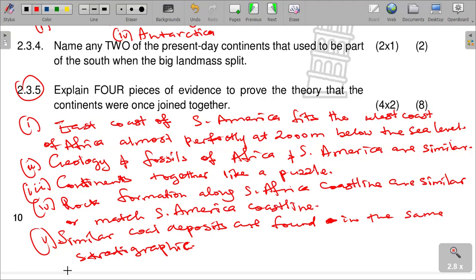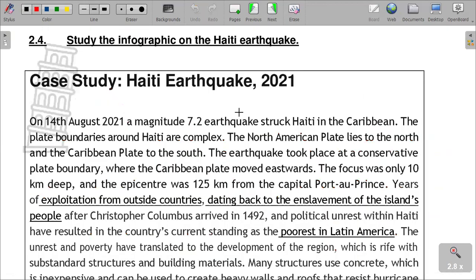So these are some of the points that we can put with regard to this question, pieces of evidence to prove the theory that the continents were once joined together. The super fit like a puzzle, formation of rocks similar on the South Africa coastline and South America. We also have similar coal deposits in similar regions. Geology and fossils of Africa and South America are similar. Therefore, we can quickly conclude that there is such a thing.